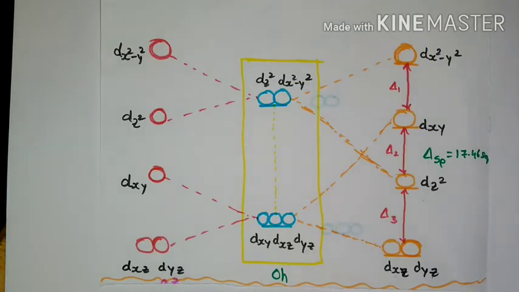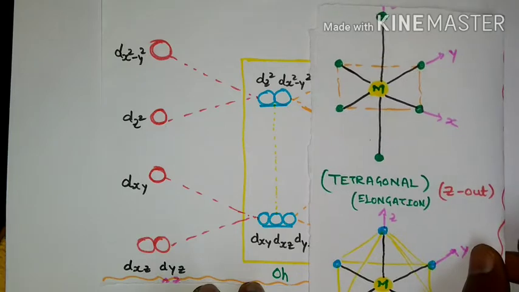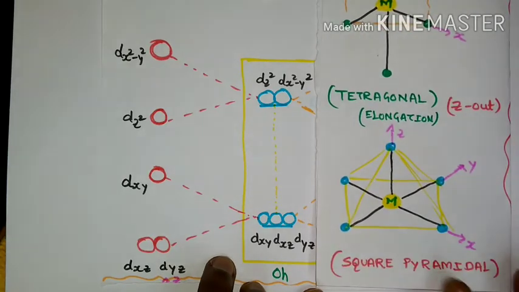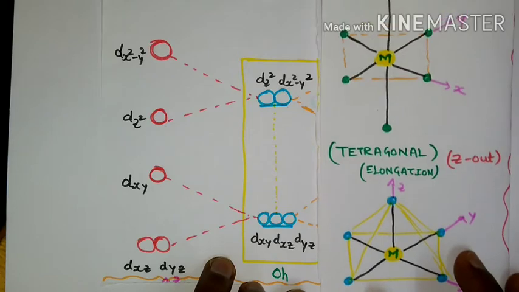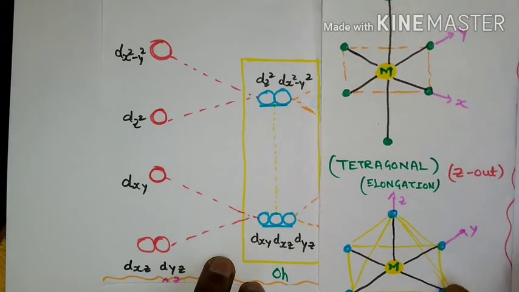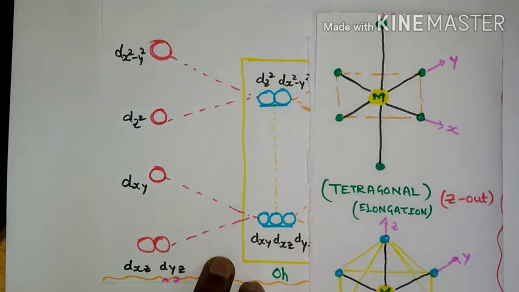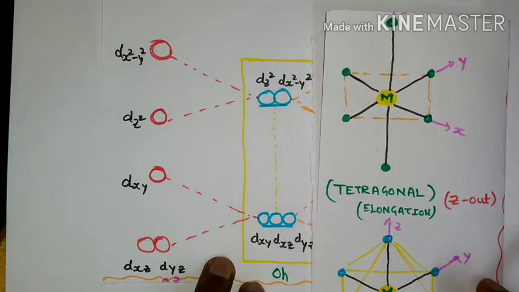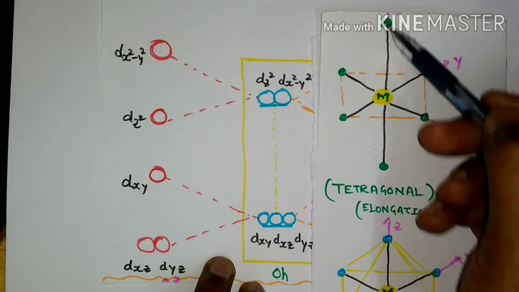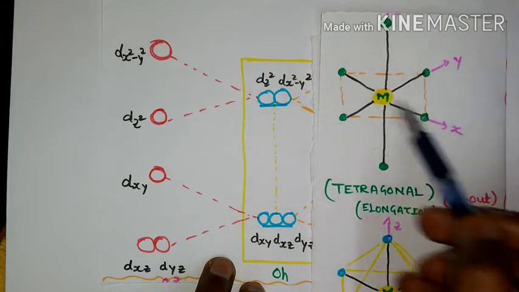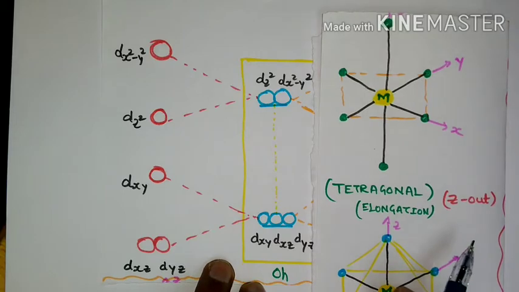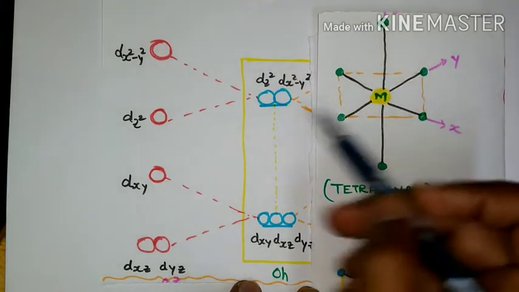Next, by keeping octahedral geometry as the reference point, now we will see d orbital splitting in case of tetragonal elongation as well as square pyramidal geometries. What happens in the tetragonal elongation is the ligand lying along the z-axis is going to be elongated. So we know that it is a z-out case, meaning the bond length along this z-axis will be more compared to xy. So hence there will be a decrease in the energy.